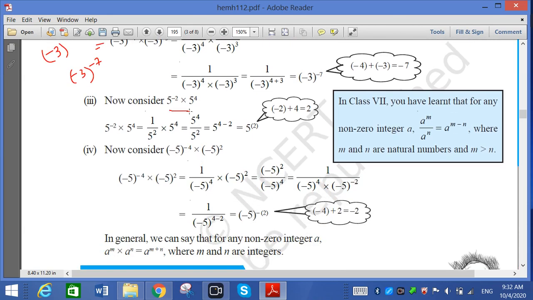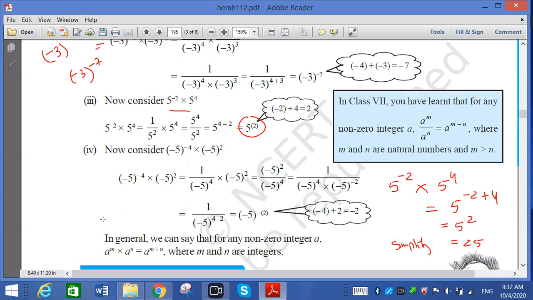Now example number 3. Here we have 5 to the power minus 2 multiplied by 5 to the power 4. By using the law, minus 2 plus 4, so 5 to the power 2. That is our answer. If the question is simplify, then I have to write 25.